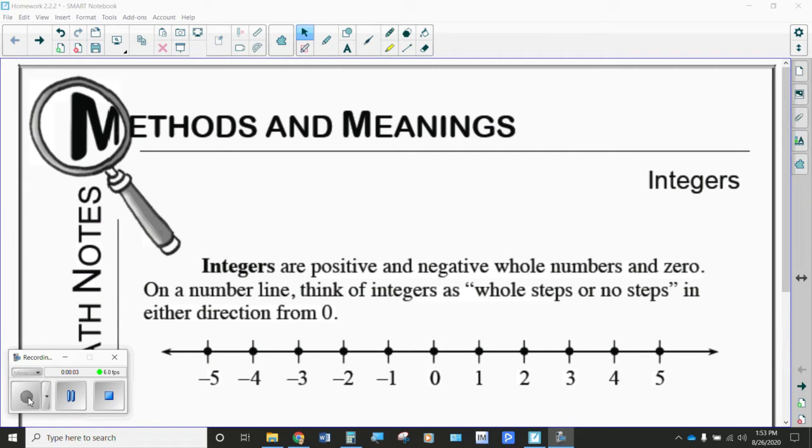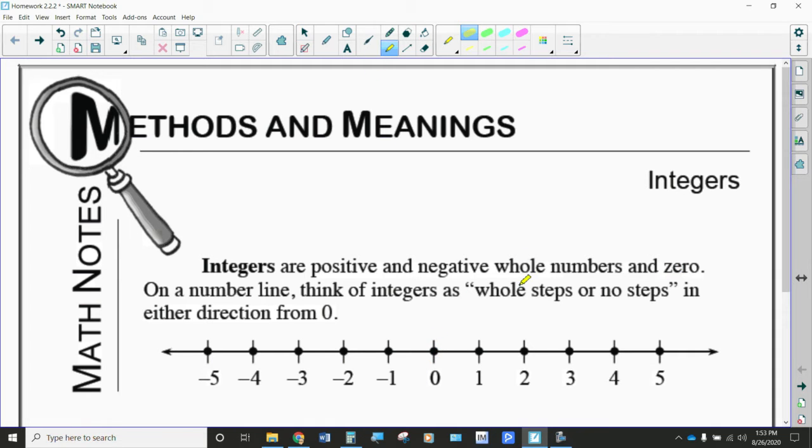Alrighty, let's take a look at our homework. First, for M&Ms, we've got just basically the term integers. Integers are whole numbers plus their opposites, and the only whole number that doesn't have an opposite is 0, but 0 is still considered an integer because of this rule. Now, a lot of times people think all the positives and negative numbers are integers, and they're not quite sure where 0 goes in that definition.